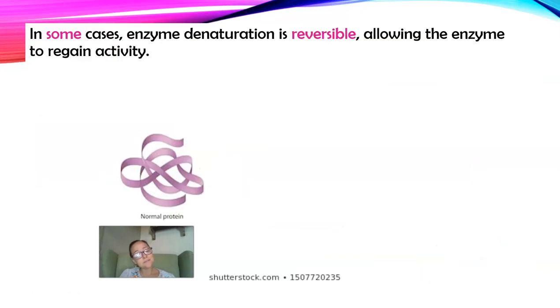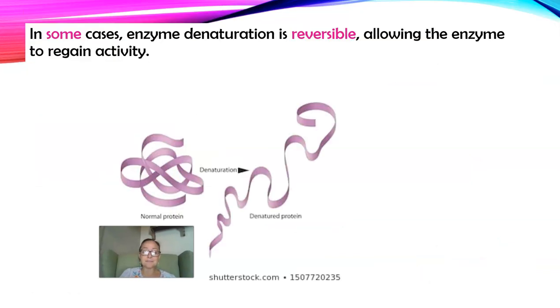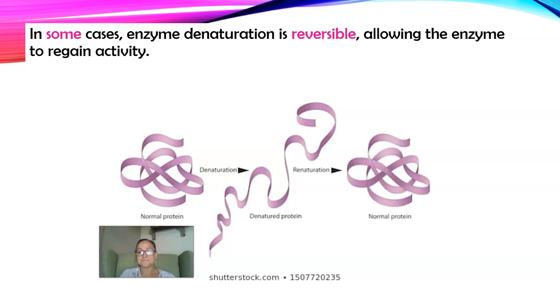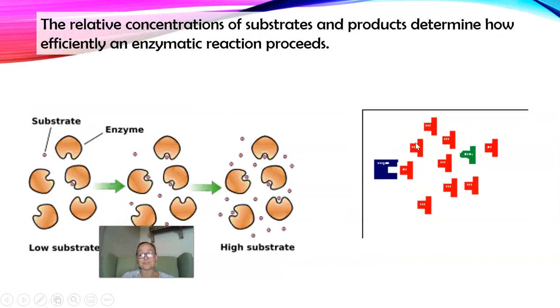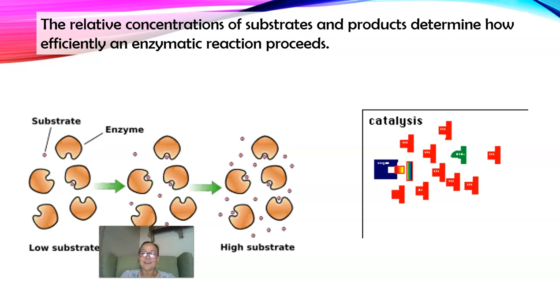Okay, so sometimes though, if an enzyme denatures, it could be reversible. And this environmental pH, this is kind of a tricky picture. I just liked it because it showed pluses and ions in the environment. The green lines here represent hydrogen bonds, and sometimes if you change the ions in the environment, you could end up disrupting those hydrogen bonds and the structure of that protein.